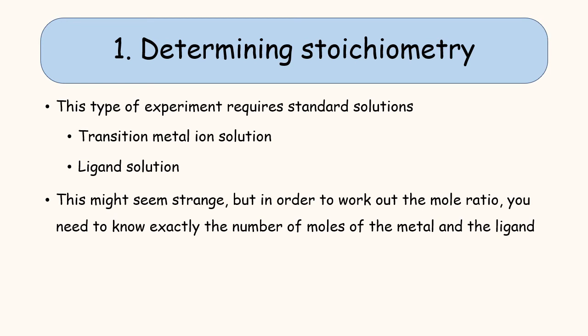The reason for this is if we want to work out how many moles of ligand are reacting with how many moles of transition metal, we need to know exactly what the concentrations of those solutions are so that we know exactly what the mole values are for each solution, and then can work out the mole ratio. Normally, you know the mole ratio and you know one standard solution and you're using that to work out the other concentration. This one, you know both concentrations and you're using the volumes to work out the mole ratio.